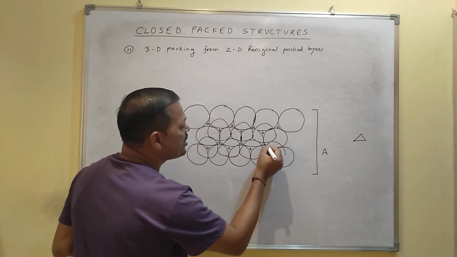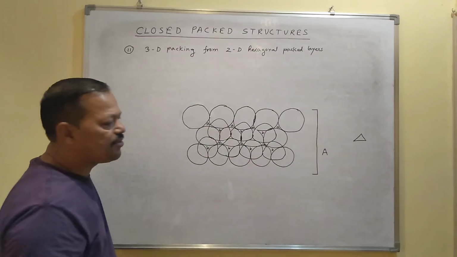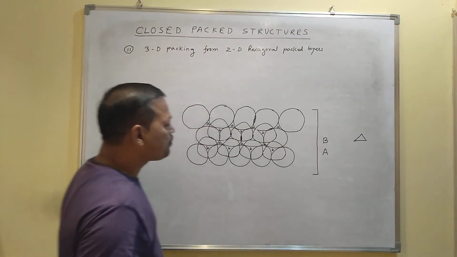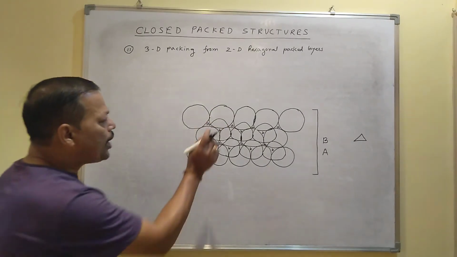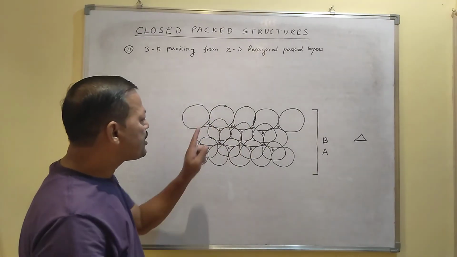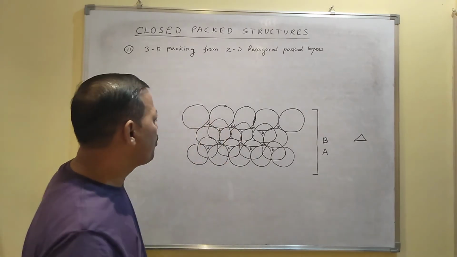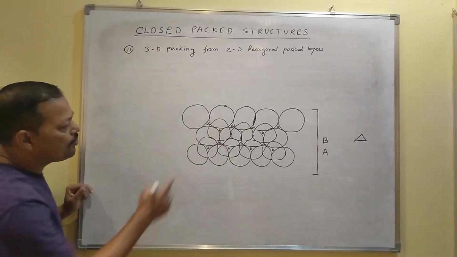Now after placing the second layer, since the position of the second layer and first layer is different, you have to name the second layer as the B layer. Now, after placing the second layer, two types of voids are generated. Some voids are called tetrahedral voids and some voids are called octahedral voids. Now, look at the void B. What about the void B?